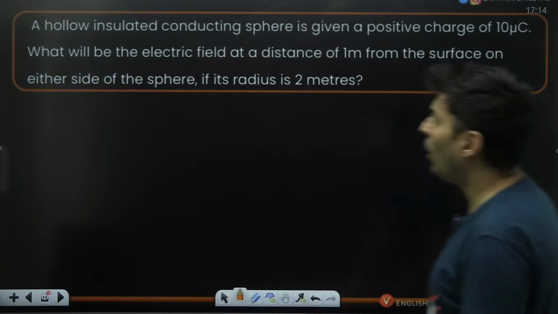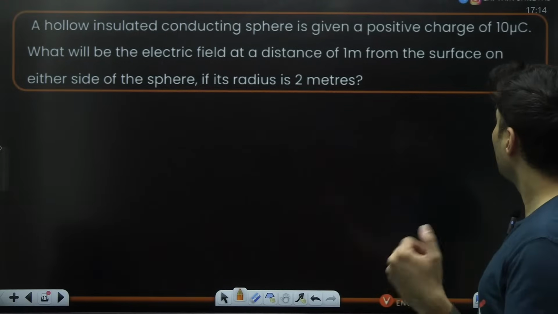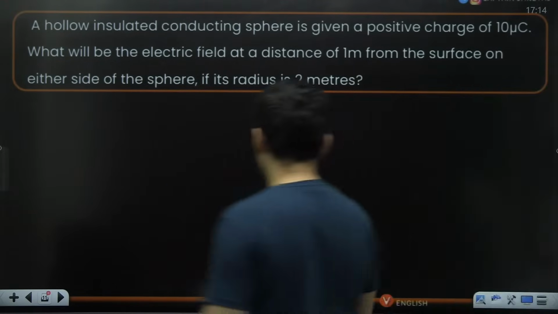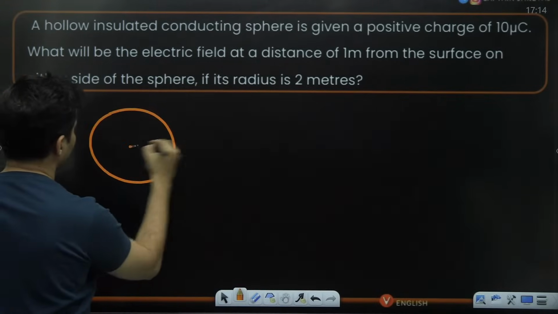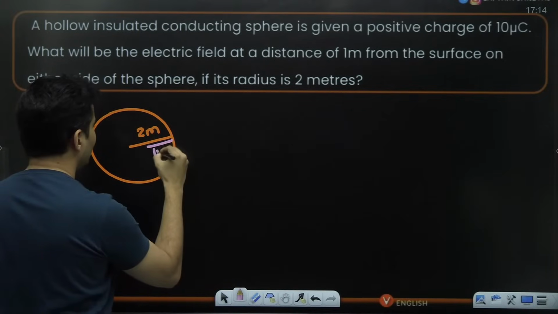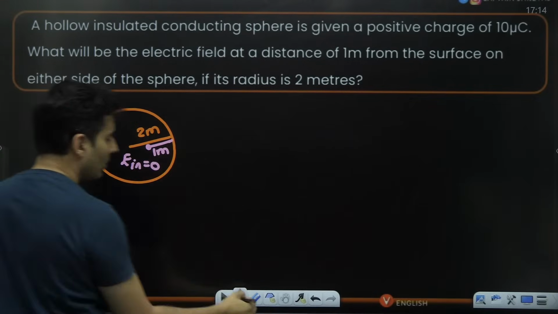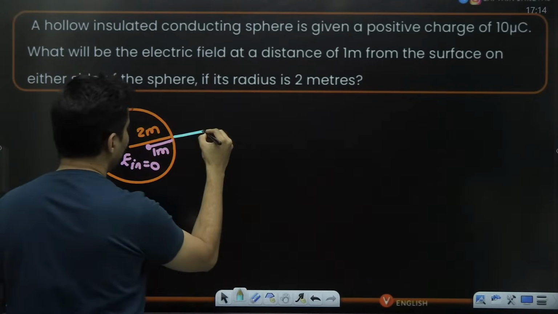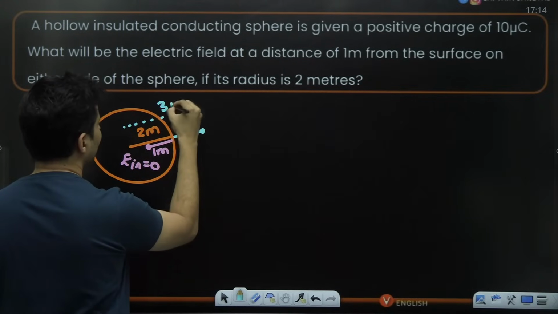Moving on. A hollow insulated conducting sphere is given a positive charge. What will be the field at a distance of 1 meter from the surface on either side of it? Oh, either side of it. So imagine this is your sphere, and this radius is basically 2 meter. So 1 meter inside, it is very obvious: the electric field inside is obviously zero. But if you go 1 meter outside, the total distance from the center is basically 3 meter.